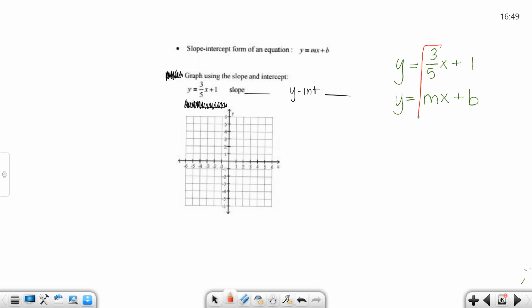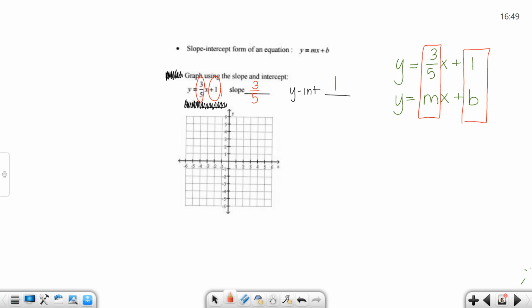For example, this 3/5 is in the same position as m. That means 3/5 is my slope. This b represents what we call the y-intercept. We'll learn the formal definition for that in just a little bit, but that is the point where it crosses the y-axis. So it crosses the y-axis at 1. So when y is by itself, you can find the slope and the y-intercept by inspection. The slope is the coefficient of x and the y-intercept is the constant.